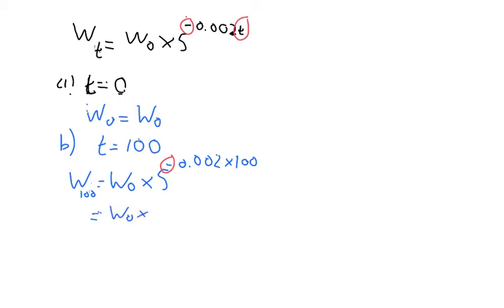which is equal to W_0 times 5 to the power of negative 0.2, because we've timesed it by 100, which equals W_0, and this is approximately times 0.687, which means as a percentage, that would be 68.7% of W_0. Okay, because it's a fraction, we put it into a percentage, we get 68%. So that's 0.68 of the original mass.